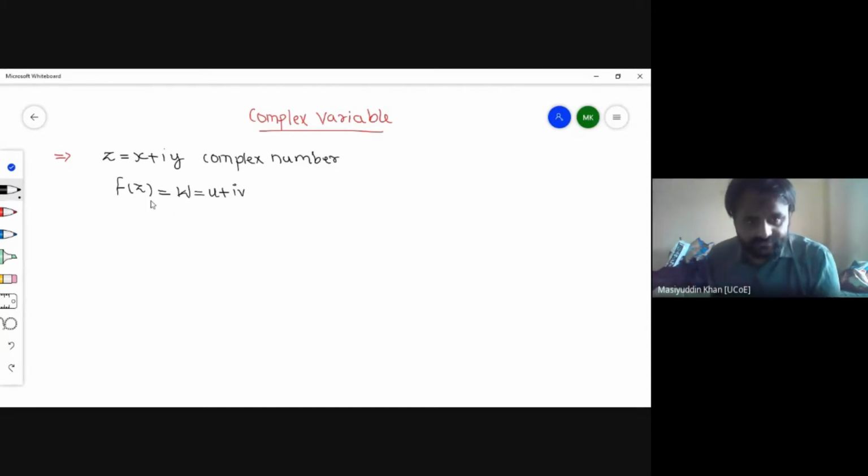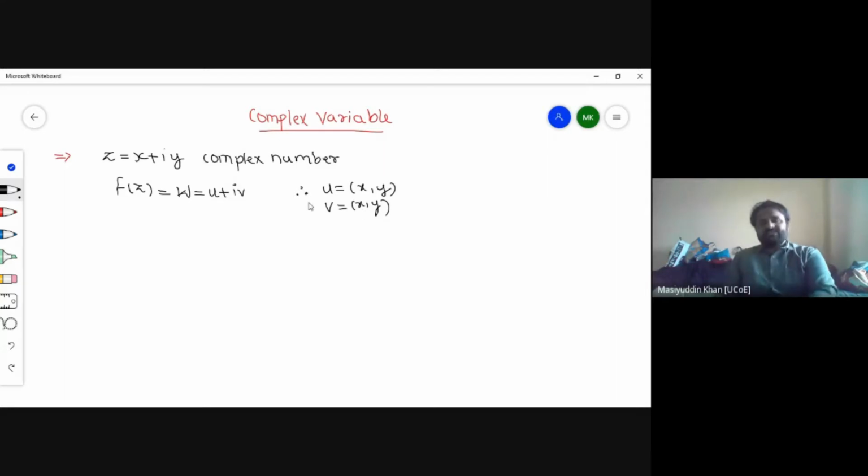Here you also have the variables x comma y. See, why these things are known as a complex variable, because you have x comma y, and the variables are combined with u plus iv, where u is the real part and v is known as the imaginary part. That's why this variable is known as a complex variable.